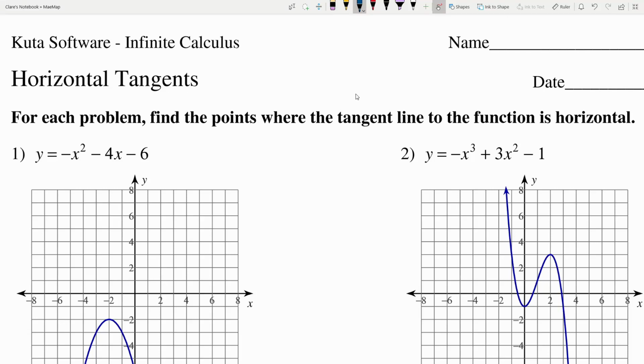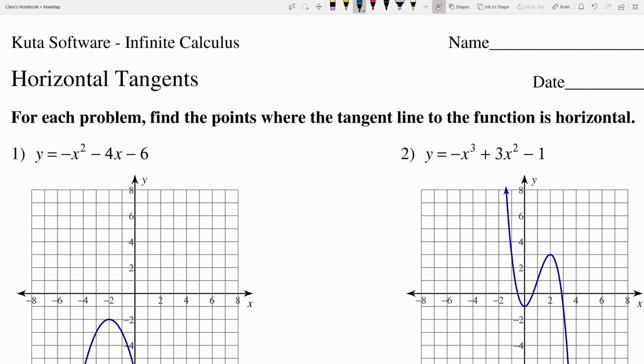In this video, we're going to complete the KutaSoftware Infinite Calculus free worksheet on horizontal tangents. So our directions for numbers 1 through 4 are, for each problem, to find the points where the tangent line to the function is horizontal. But let's really think about what this is saying. So we're finding the points where the tangent line to the function is horizontal.